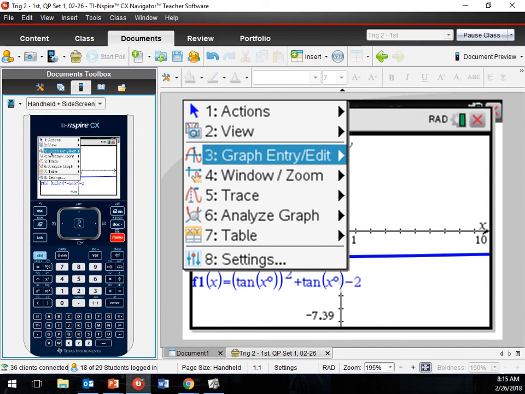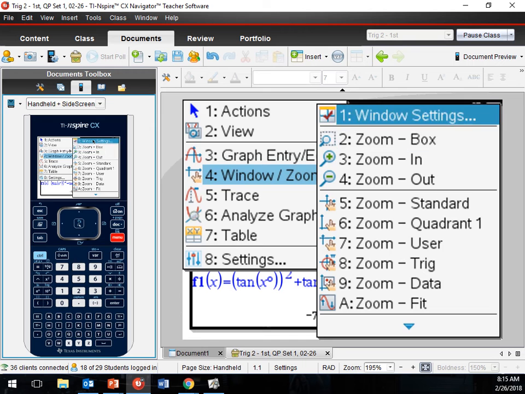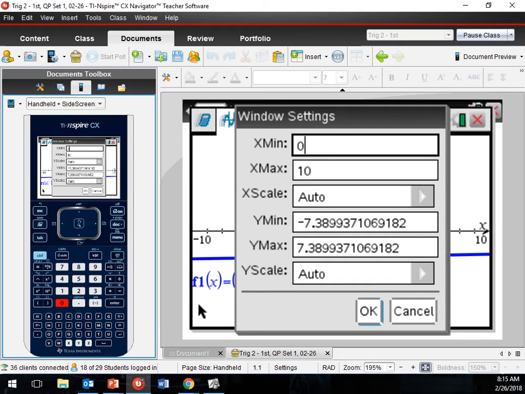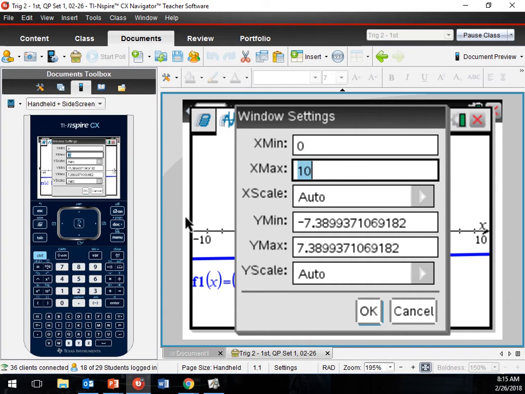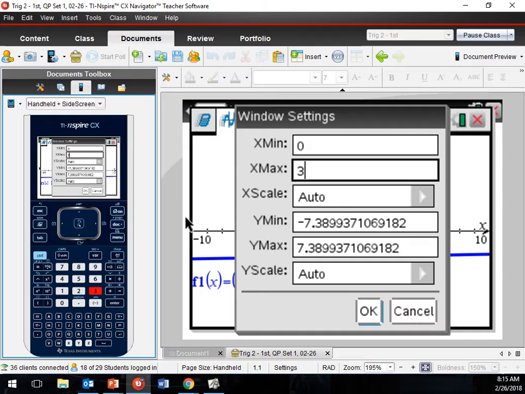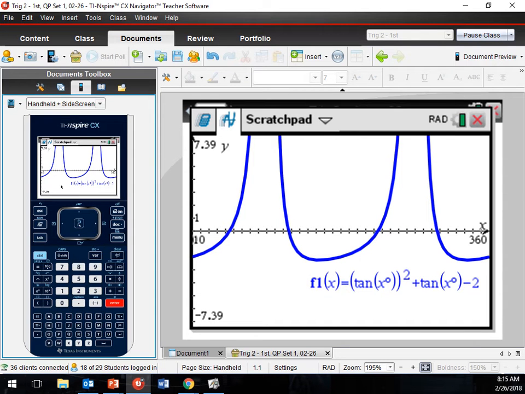Now my window, what does my window have to be? 0 to 360. There we go. How many answers do I have? 1, 2, 3, 4. Very good.